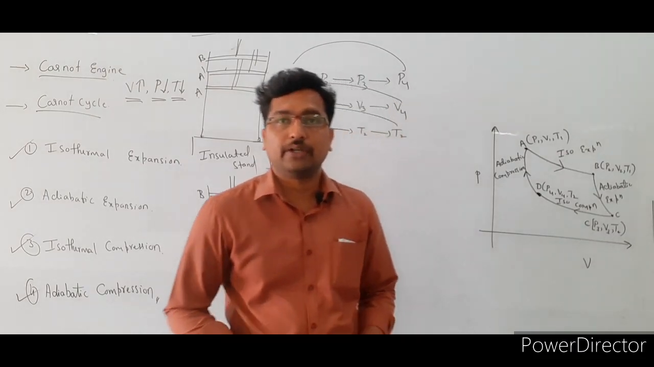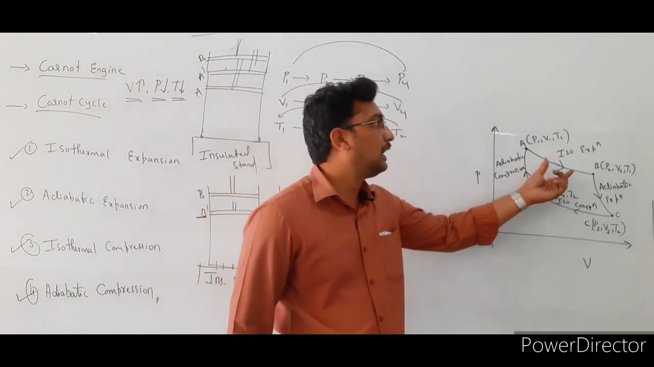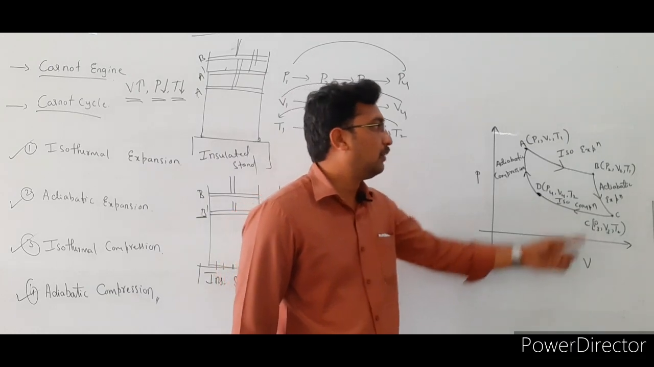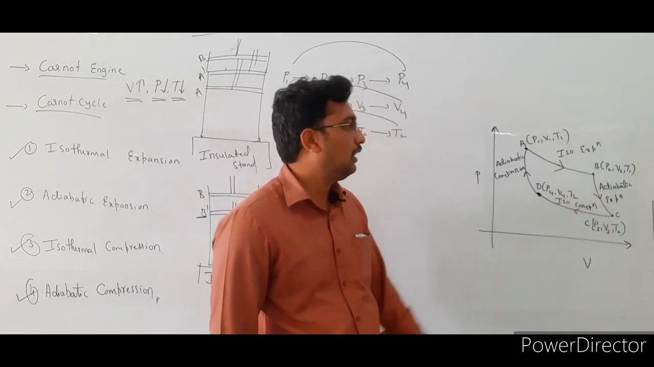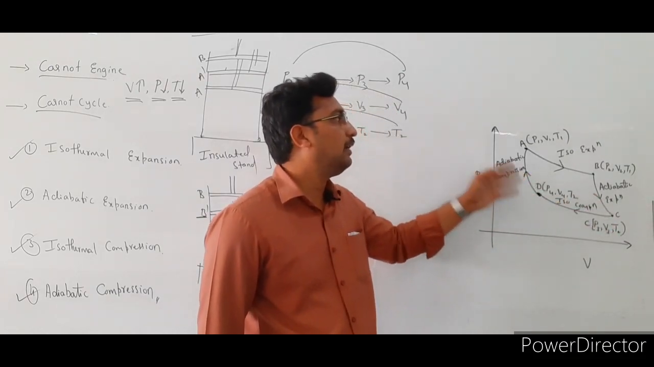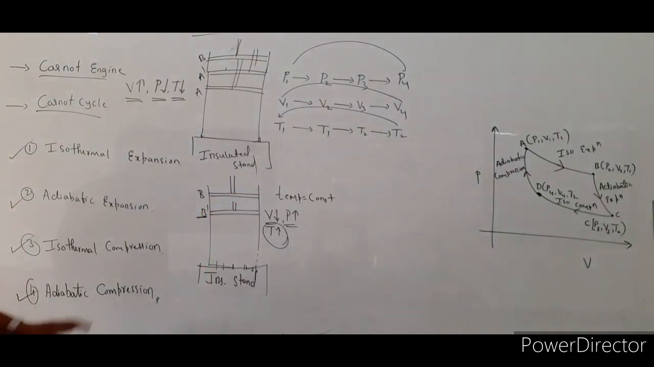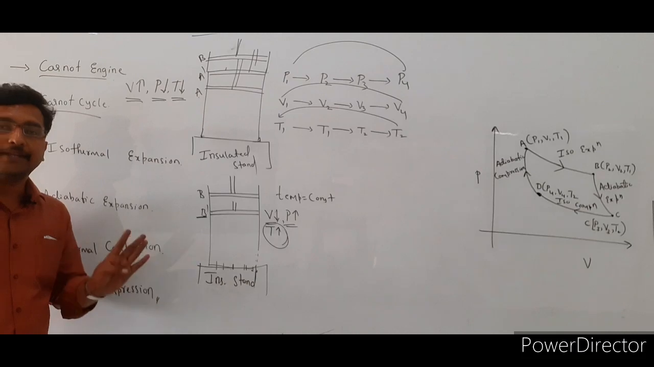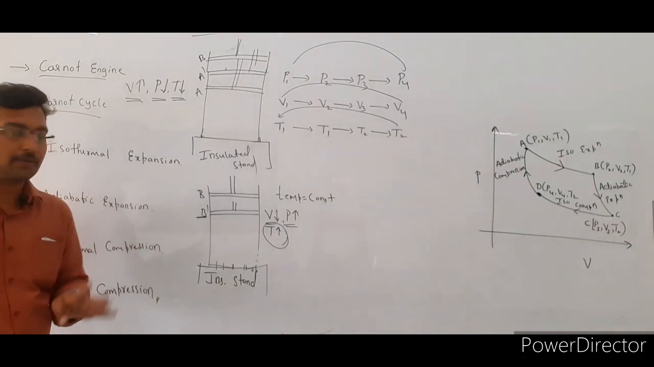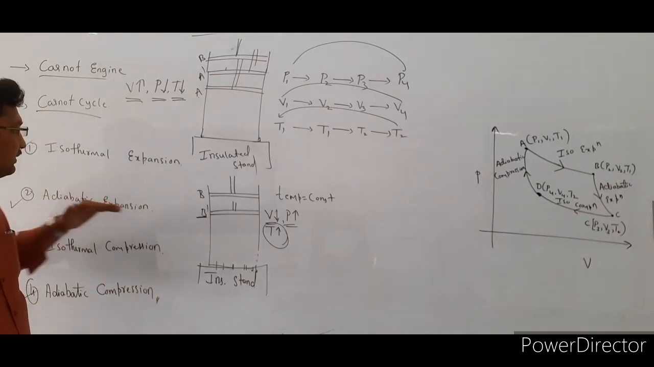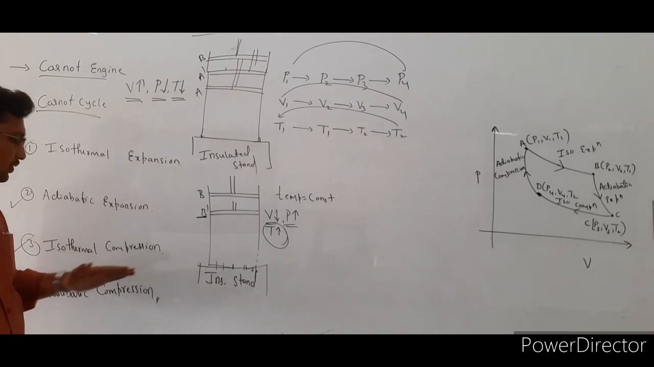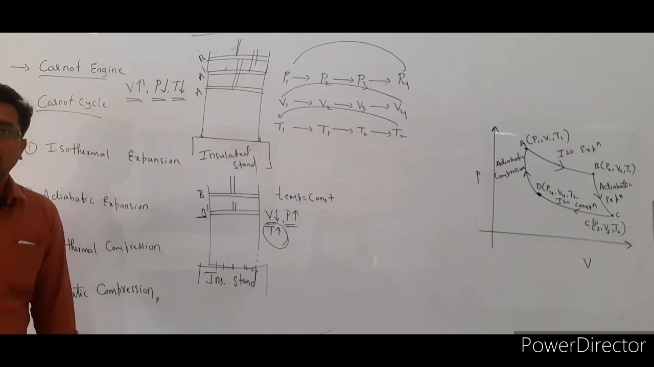So next one we are going to find out what is the work done in isothermal expansion, what is the work done in adiabatic expansion, isothermal compression, and what is the work done in adiabatic compression. This is about the Carnot cycle. In the Carnot cycle there are four processes. First one is isothermal expansion, adiabatic expansion, isothermal compression, and adiabatic compression.